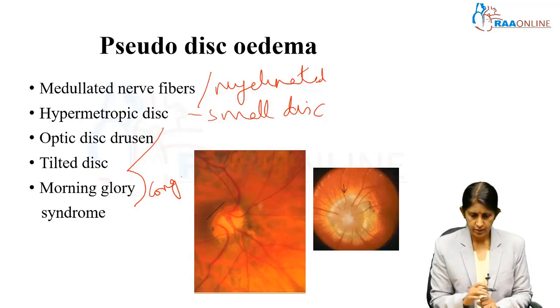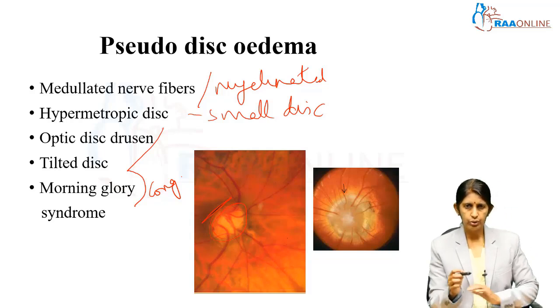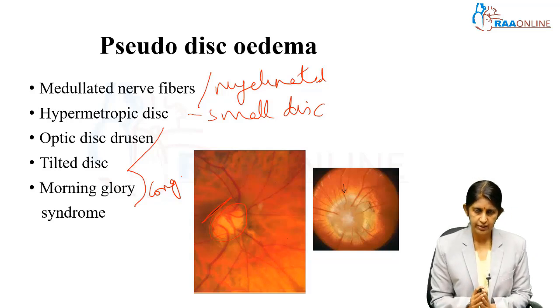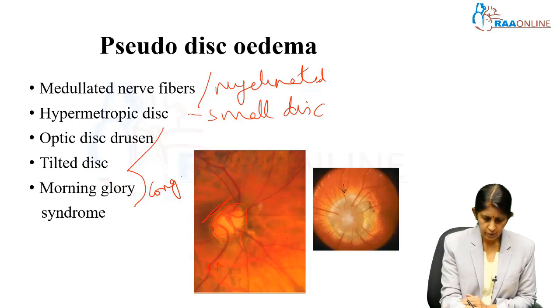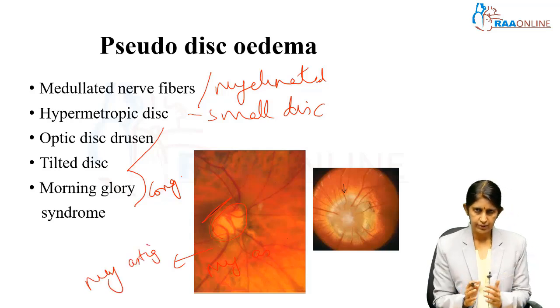So what you're seeing in this photograph is a patient who has a tilted disc. As the term indicates, this is a tilted disc. You can see that the axis of the disc, this black line indicates to you, is tilted. And it is usual that these patients with a tilted disc have what you call a myopic astigmatism. This myopic astigmatism occurs because of the disc being in an axis off the center.